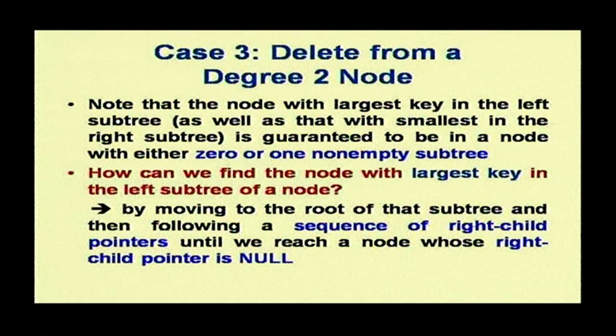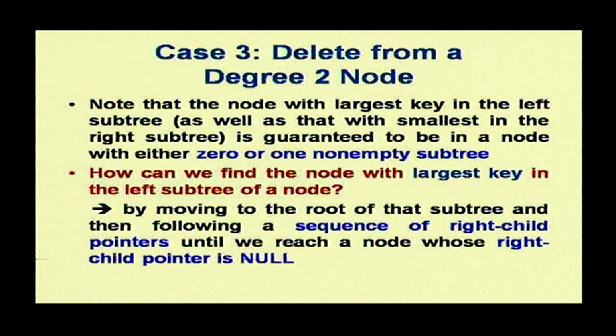So, note that the node with the largest key in the left subtree is guaranteed to be a node which has either 0 degree or only 1 degree. It cannot be a degree 2 node. So, how do we find this largest key? By moving to the root of that subtree and then following a sequence of right child pointers until we reach a node whose right child pointer is null, that will be the maximum value.